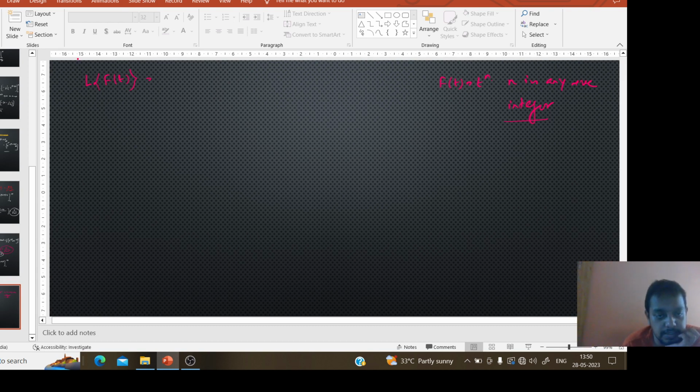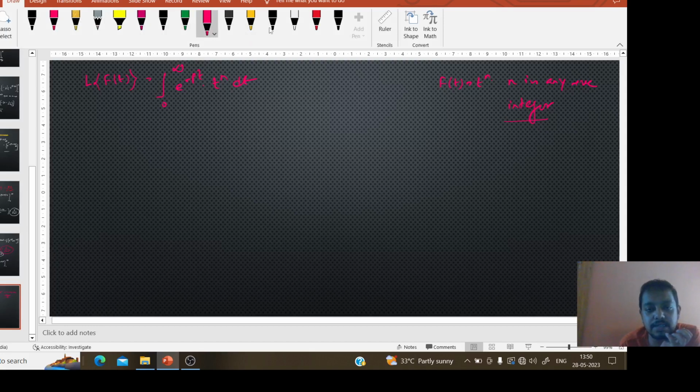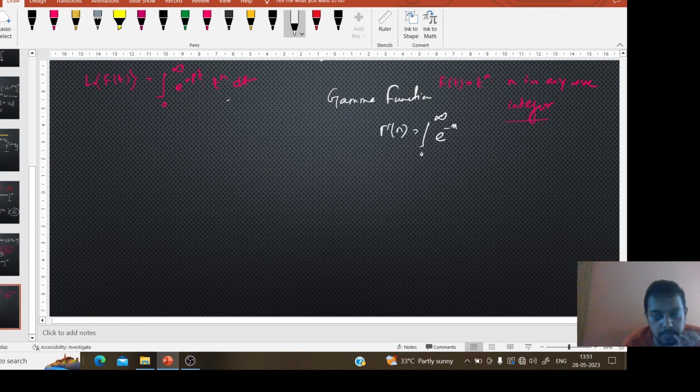So now according to the definition we can write the integral of e to the power minus pt into t to the power n dt. Now see here, this is quite similar to the gamma function. So what is the definition of the gamma function? That is gamma n is equal to the integral from 0 to infinity of e to the power minus x into x to the power n minus 1 dx. So see, now here if we put pt is equal to u, that is p dt is equal to du, so dt is equal to 1 by p du.